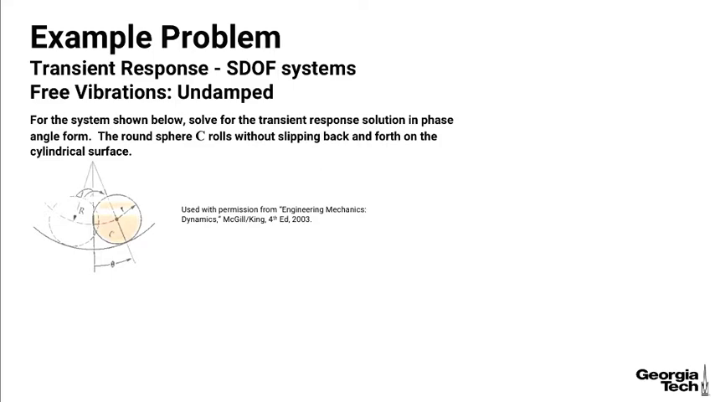We have a sphere labeled as C that's rolling without slipping back and forth on a cylindrical surface. And we want to put the transient response solution in phase angle form. So I'd like you to stop the video and think about what you are going to do first. It's always most difficult to determine how you're going to approach the problem. So once you've thought about that, come on back and we'll proceed.